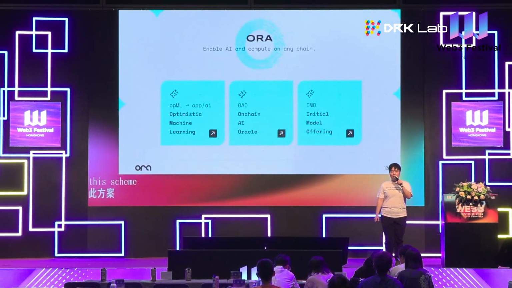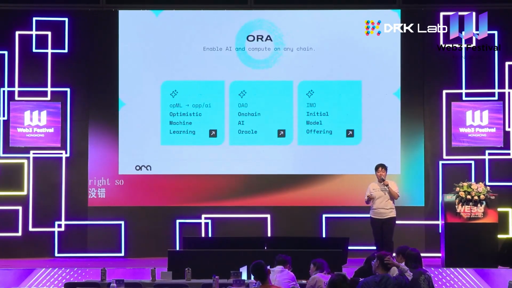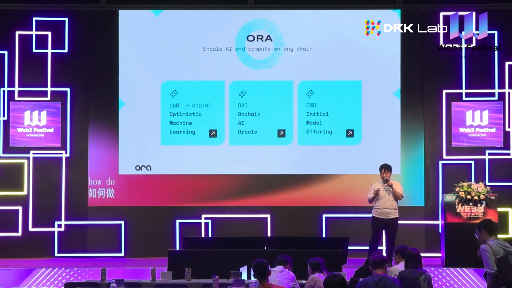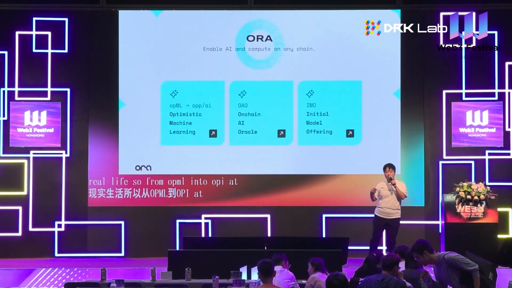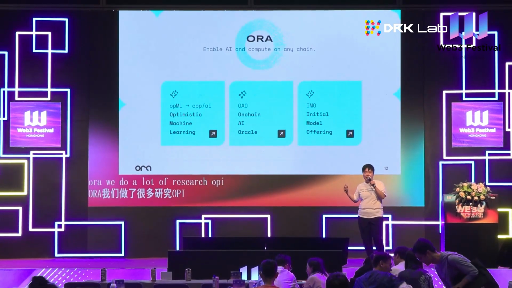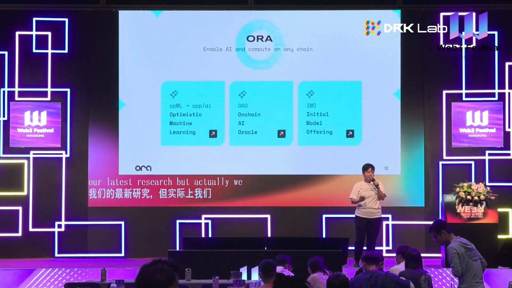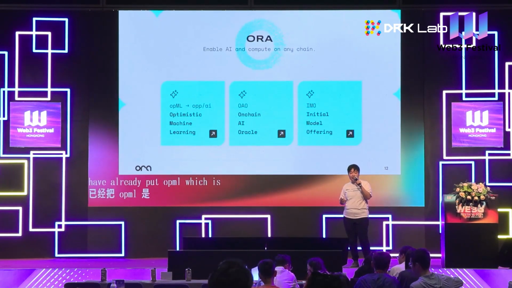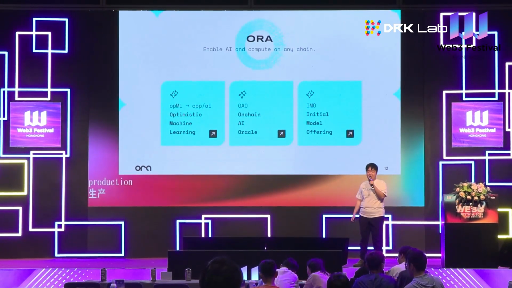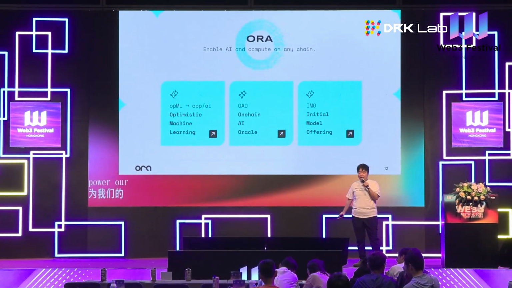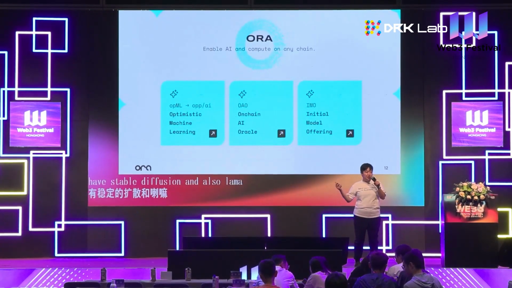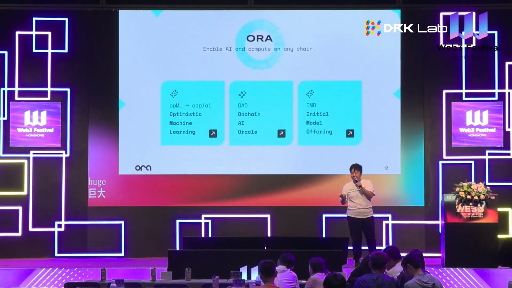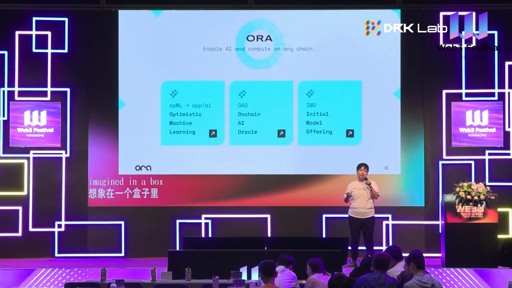Right. So what about products? How do we actually put this into real life? So from OPML into OPI, at Aura we do a lot of research. OPI is our latest research, but actually we have already put OPML, which is optimistic machine learning, into production. Which is actually what powers our on-chain AI Oracle right now. So as I mentioned previously, we have Stable Diffusion and also Llama, models of a huge size that we have never imagined on a blockchain, already currently available through our Oracle.